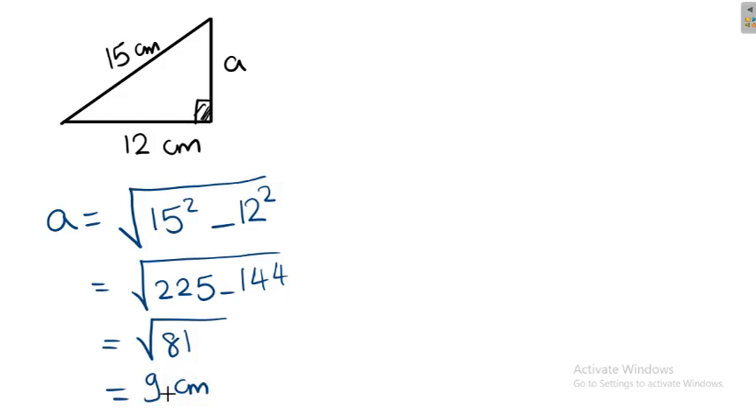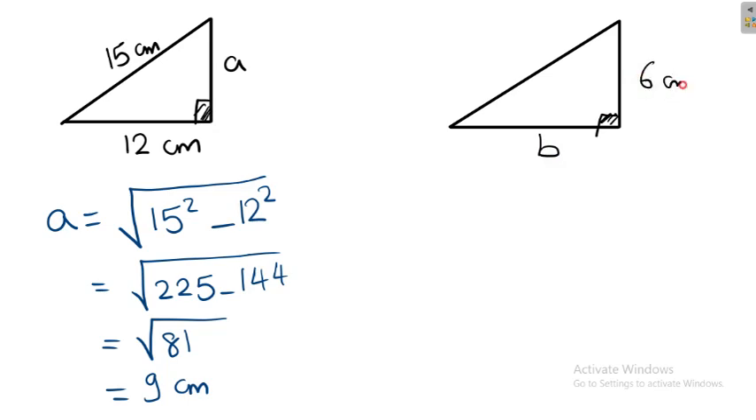Okay, another one. We have a right angle triangle with B, and this is 6 centimeters, 10 centimeters. How can we calculate B? Ask yourself, is B opposite to the right angle? No, the side opposite the right angle is 10. So B is one of the smalls.